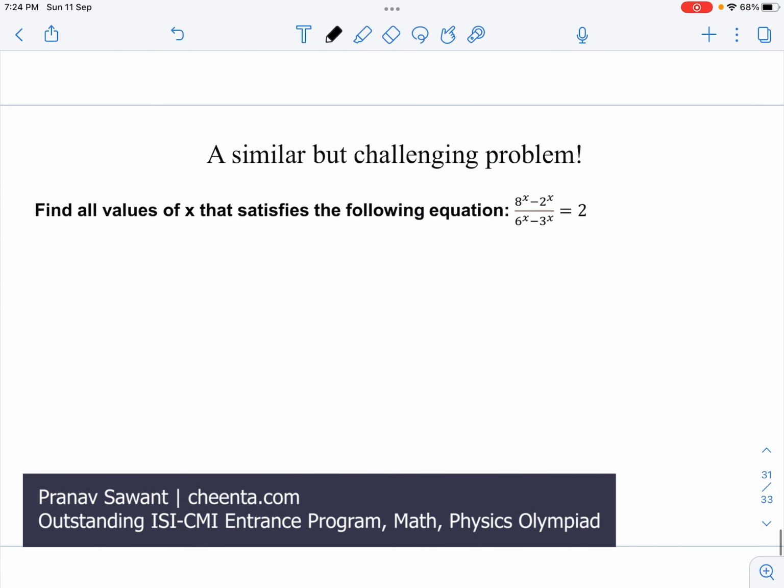Okay then, we have a similar but challenging problem. It's also an exponential equation. I want you to find out all values of x that satisfy this given equation. Right? 8 raised to power x minus 2 raised to power x, divided by 6 raised to power x minus 3 raised to power x, is equal to 2.